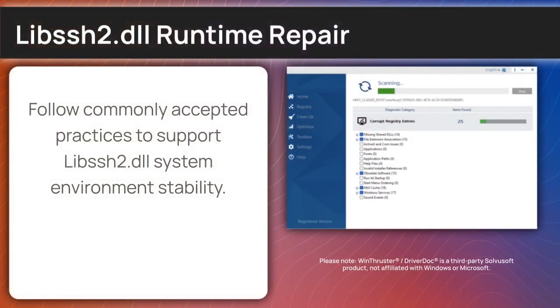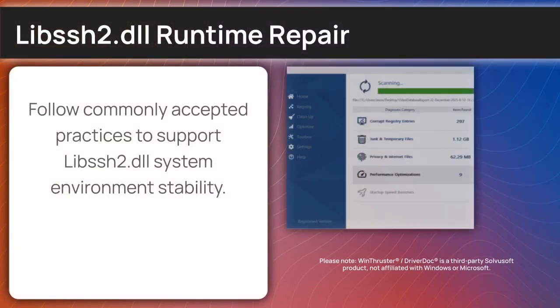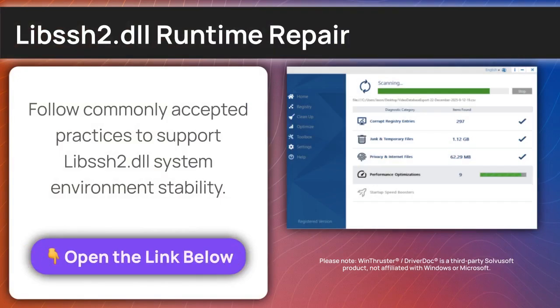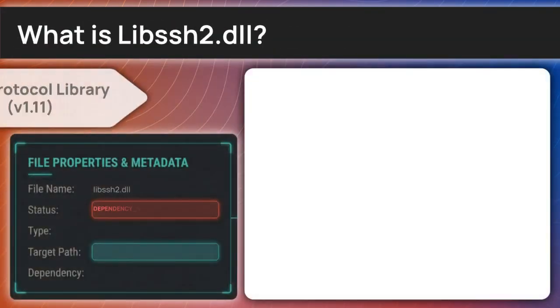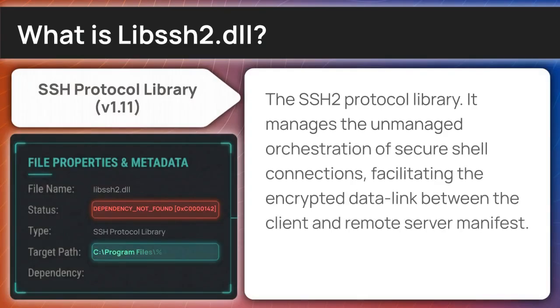To start our troubleshooting for libssh2, you can follow my manual steps or use a utility for a clean environment review. This is the libssh2, the SSH Protocol Library. It manages the unmanaged orchestration of secure shell connections, facilitating the encrypted data link between the client and remote server manifest. Now that the background is clear, let's walk through the actual installation steps.